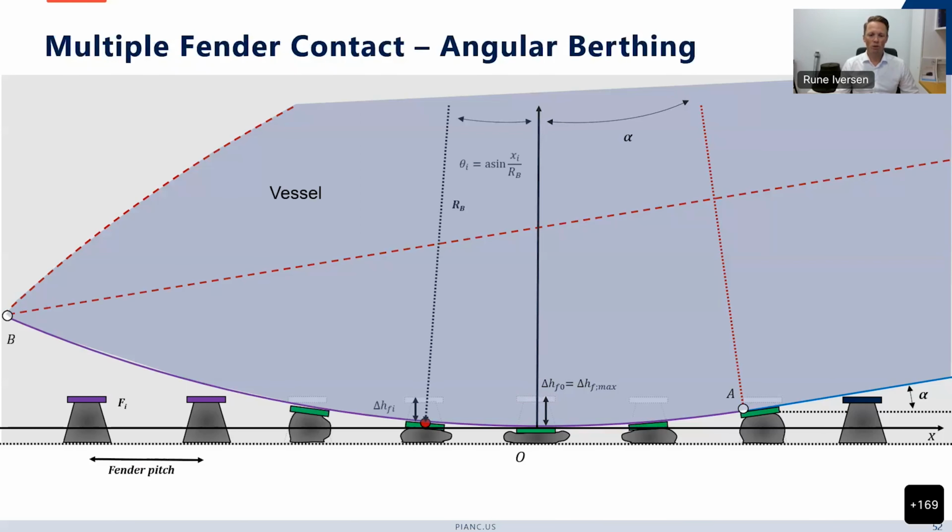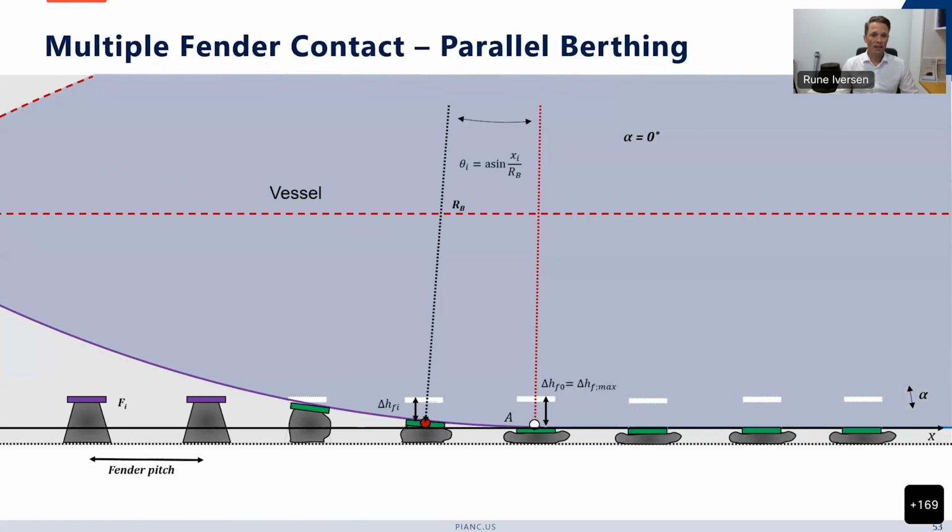If you have more closely spaced fenders, you can actually get energy absorbed by many fenders coming in, depending a little bit on what berthing angle the vessel is coming in at, and how far the fenders are spaced apart. If you're coming in at a parallel berthing, you can contact a lot of fenders. So really what you're looking at here is what's your distribution of berthing angles, what's your fender spacing, and how does all this affect your results?